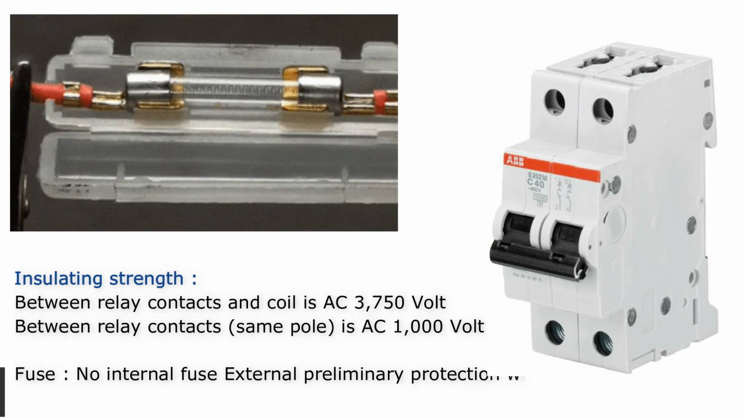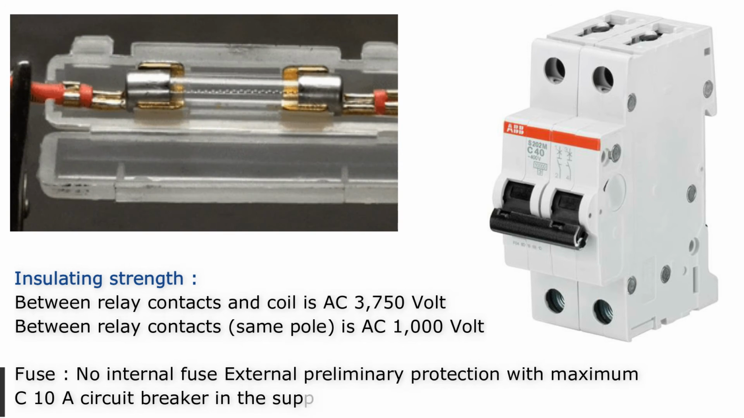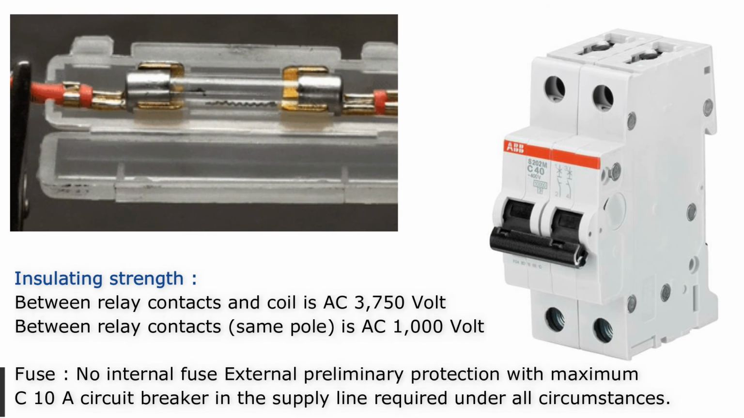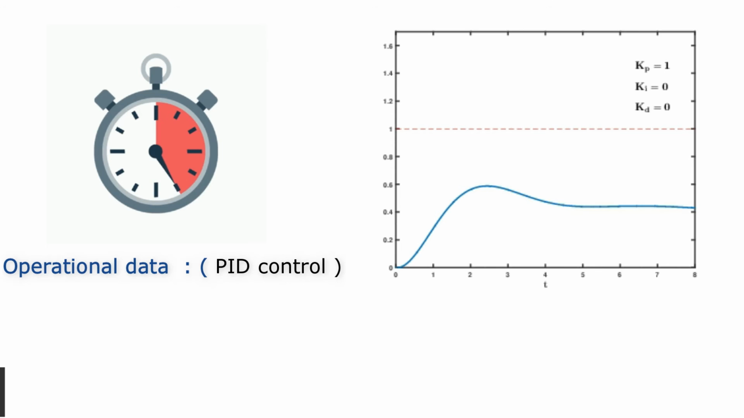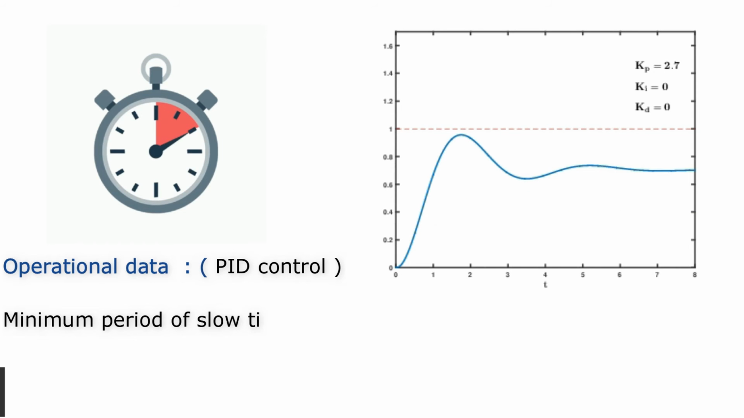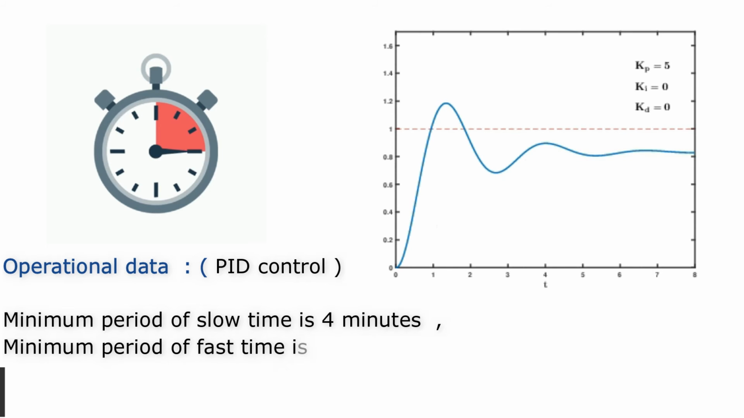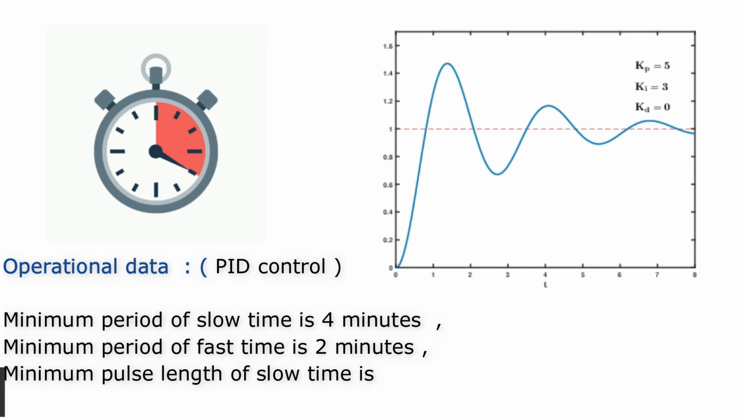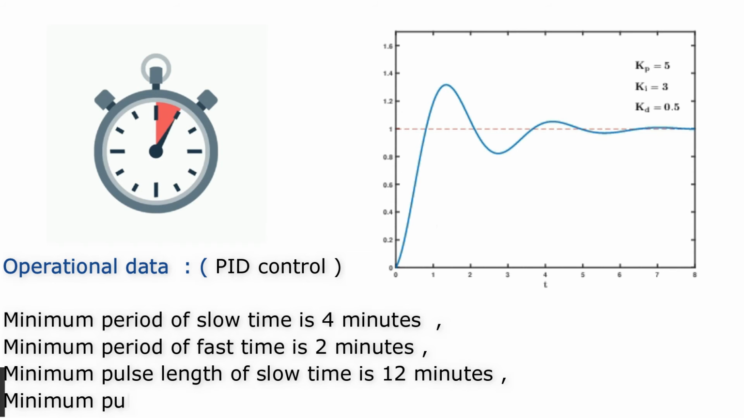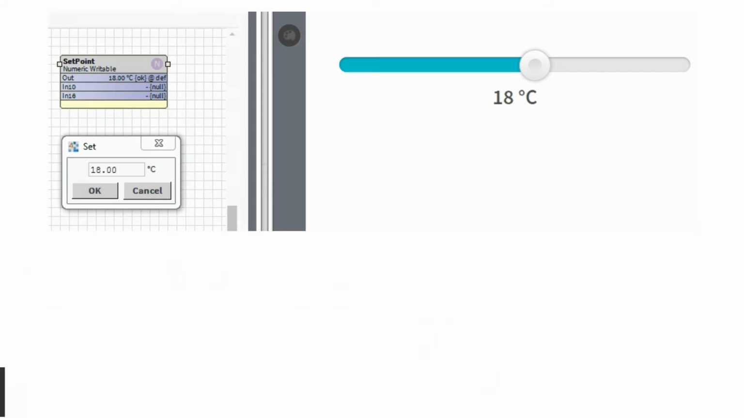Fuse. No internal fuse. External preliminary protection with maximum C10. A circuit breaker in the supply line is required under all circumstances. Operational data. PID control. Minimum period of slow time is 4 minutes. Minimum period of fast time is 2 minutes. Minimum pulse length of slow time is 12 minutes. Minimum pulse length of fast time is 6 minutes.